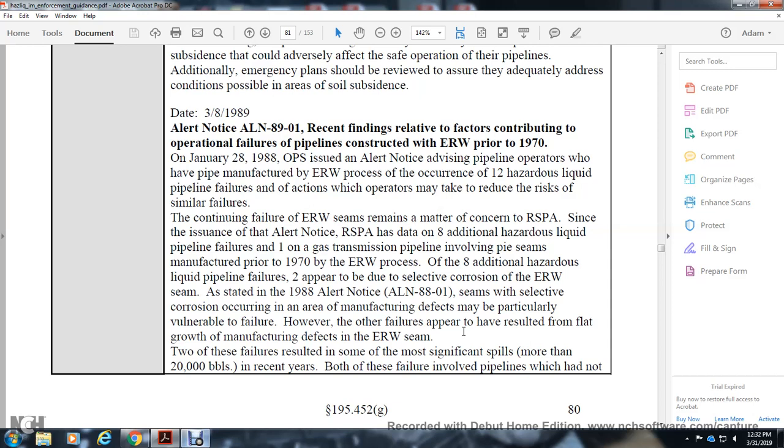Recent findings relate to the contributing operational failures of the pipeline constructed with ERW pipe in the 1970s. On January 28, 1980, the Office of Pipeline Safety issued a notice advising pipeline operators that they have pipeline manufactured with the ERW process of the current of the 12 has a liquid pipeline failure.